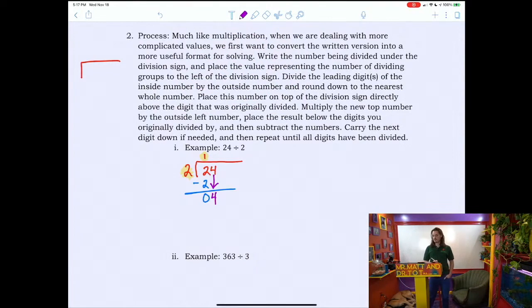So I carry the 4 down, and now I'm going to divide again. I'm going to ask myself, what is 4 divided by 2? That number that's on the outside. 4 divided by 2 is 2, because 2 times 2 is 4. So I'm going to put 2 on the top of the division bar sign above the digit of 4.